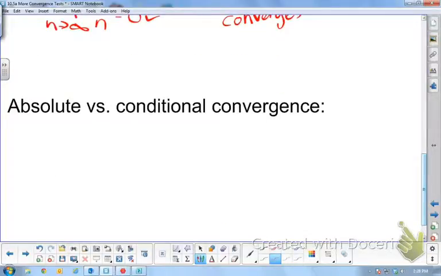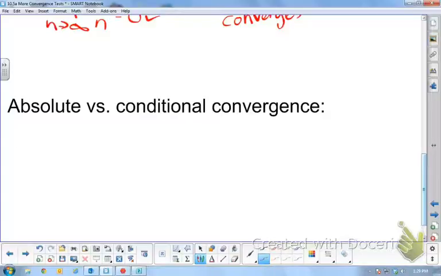So, one of our earlier questions that we had not addressed yet is, what do we really mean by absolute convergence? This is where absolute versus conditional convergence really comes into play, when we have these alternating series.